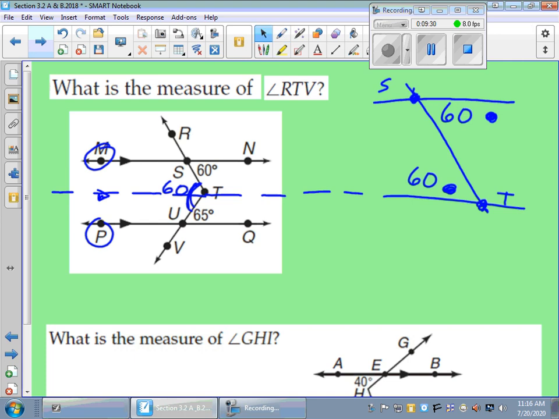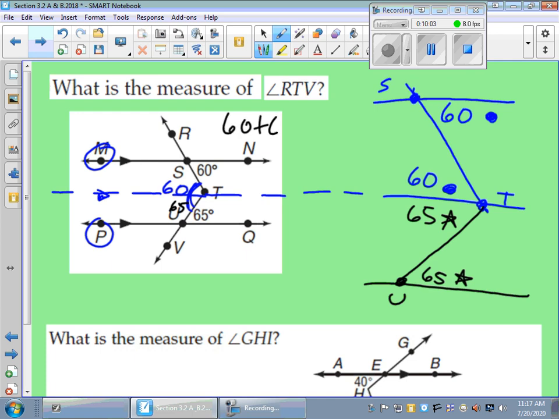Now we can do the same thing below. Let's extend this line a little bit down here. So this is U, and we still have the T. Let's extend that a little bit right here. We know this one's 65. What do we know about this angle right here? Well, that angle with this angle, again, our vocab term, alternate interior, are congruent. These two are going to be equal, so that's 65. So what are we going to do to find our answer? We're going to add 60 plus 65. That's going to give us 125. So we found our angle to be 125 degrees.